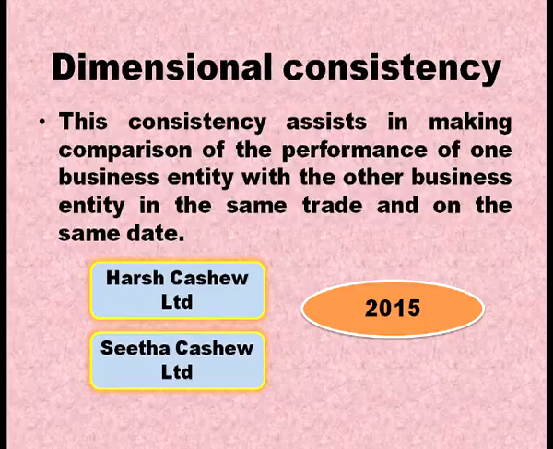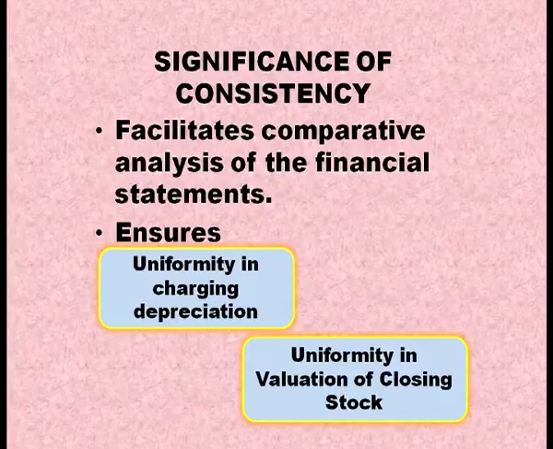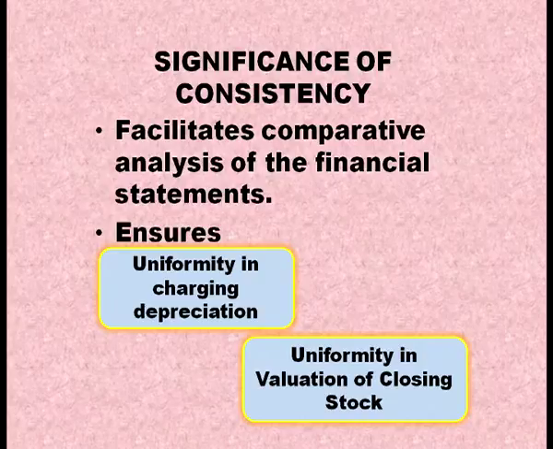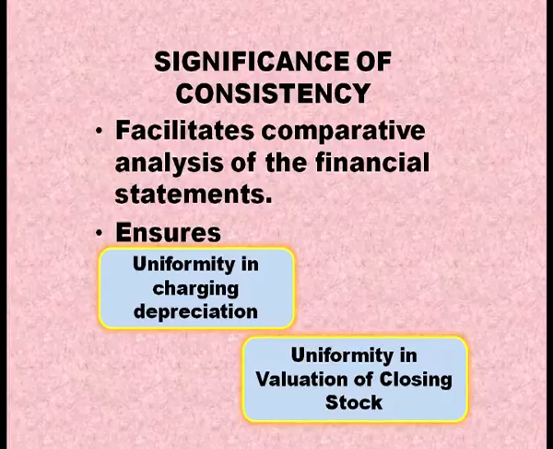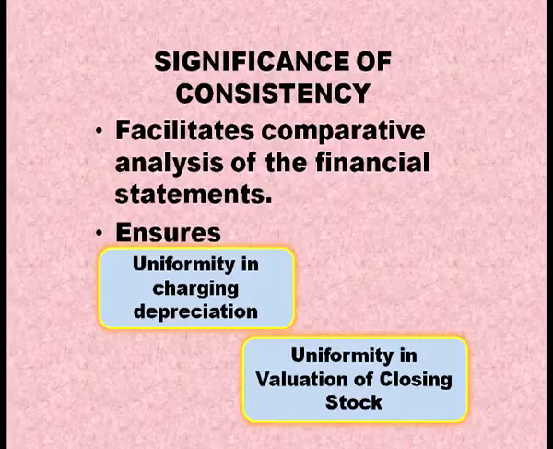Here I have given you some examples, like one business entity, Harsh Cashew Limited. From the name itself you can identify it is engaged in cashew business. Sita Cashew Limited, another business entity, is also engaged in the same trade and in the same year. So, comparison is possible with the help of the convention of consistency principle. What is the significance of the consistency principle? It facilitates comparative analysis of the financial statements. It ensures uniformity in charging depreciation and uniformity in the valuation of closing stock.